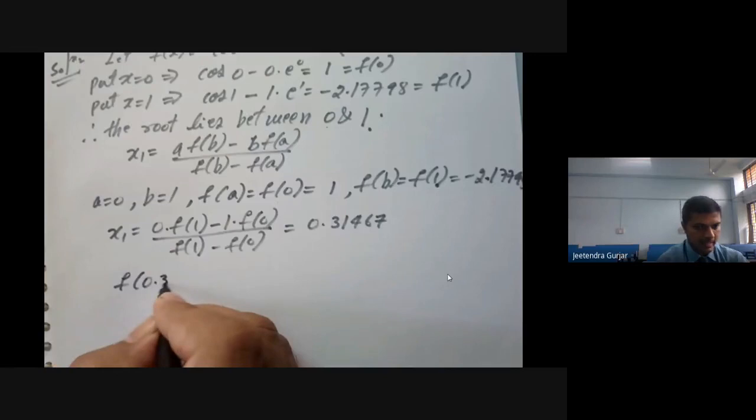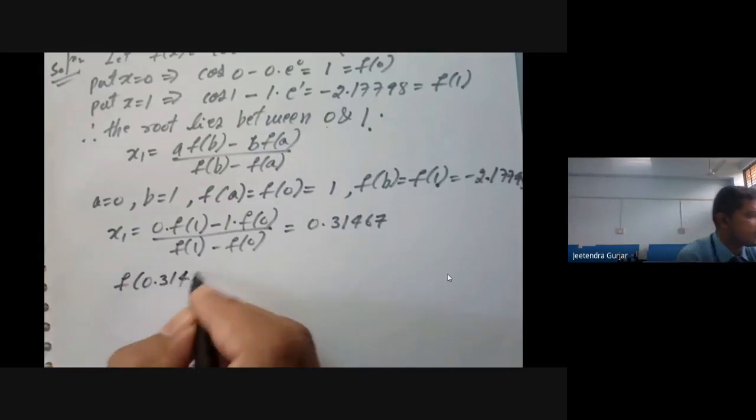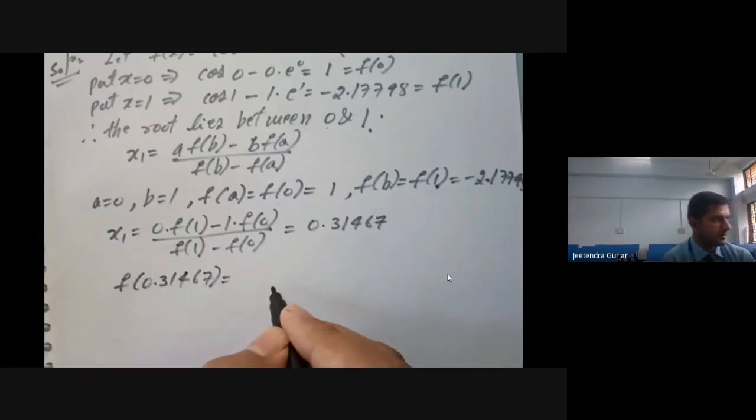So what will be the value of f of 0.31467? Can you just simplify? Yes, when you substitute now, the first approximation x value, f of x is nothing but 0.31467. Substitute in the given value. Where is that function? It is above. That is f of x is equal to cos x minus x e raised to x. You have to substitute in this function.